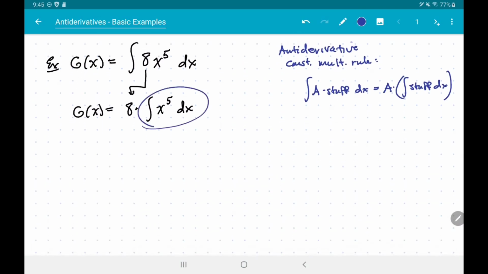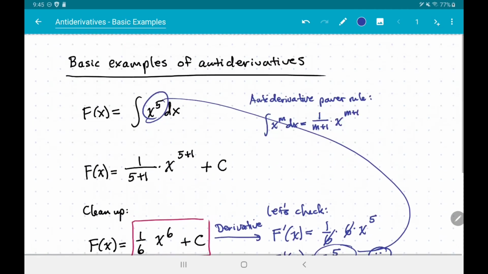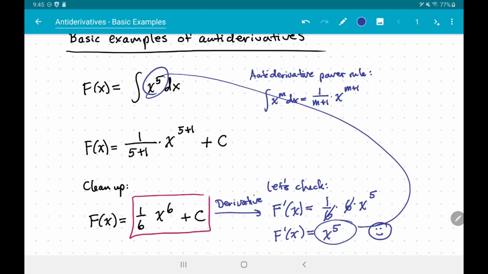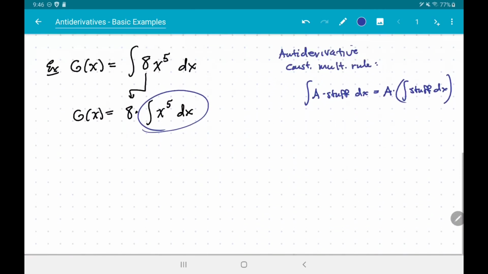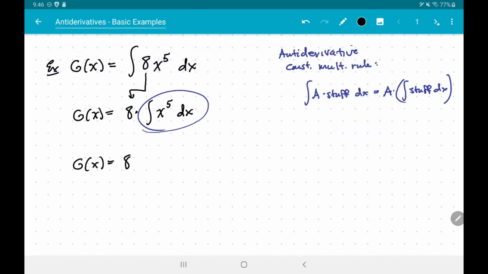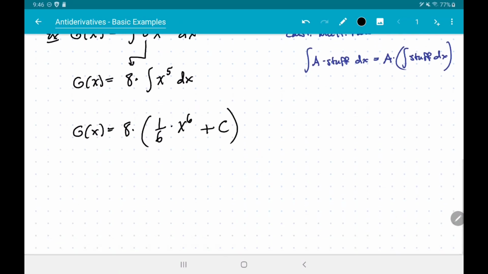Now we need to work on this, but that should be familiar. As a matter of fact, we did that up here. So what I can do is write 8 times, and replace the antiderivative of x to the fifth with what we just figured out, 1 over 6 times x to the sixth plus c. Now at this point I'm going to do a couple of things. Thing number one, I'm going to make this c1.